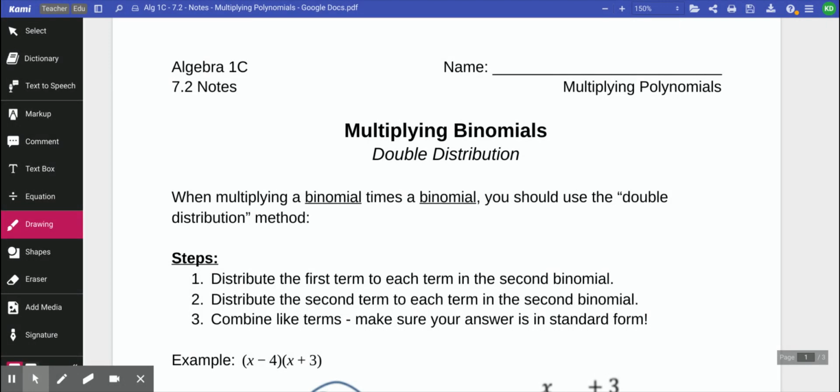Welcome to 7.2 Notes for Algebra 1C. Today we are multiplying polynomials.